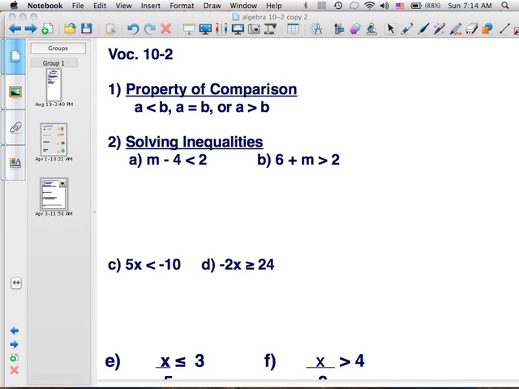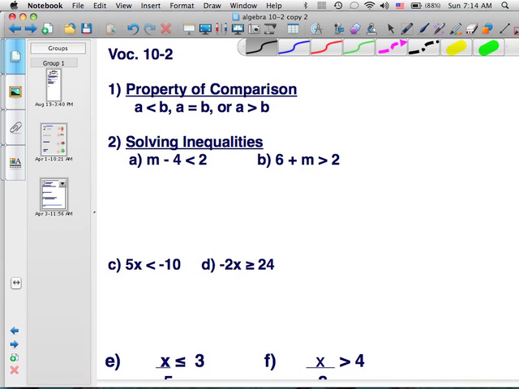We're going to review the property of comparison, which says if I have two values, either the first one is less than the second or equal to it or greater than. So we'll be using that later.